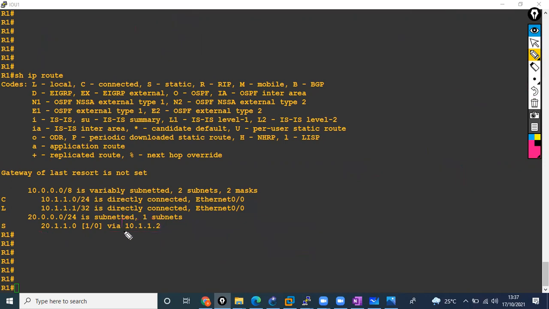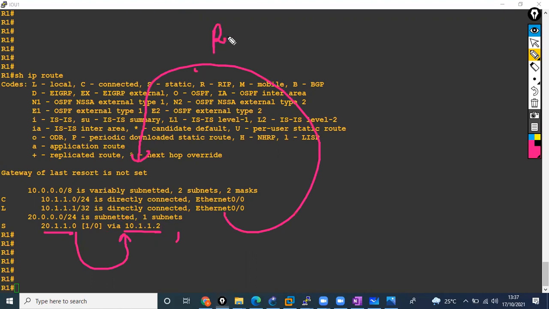The same here. That's fine, the 20 network is via 10.1.1.2. But how to reach it? And the second question is, where is the exit interface? So two things are missing. One is the exit interface, and second is how to reach the 10 network. So then there is a second lookup, and this lookup is known as recursive route lookup. In this lookup, the router will check: is there any reachability to the 10 network? Yes, it's there, directly connected. And how to reach? Via E0/0.